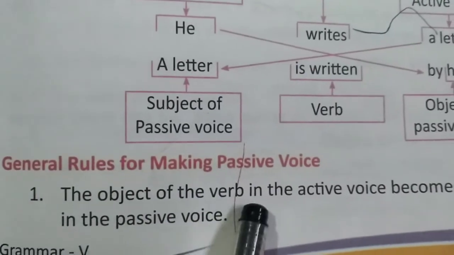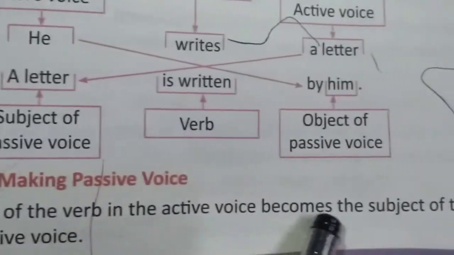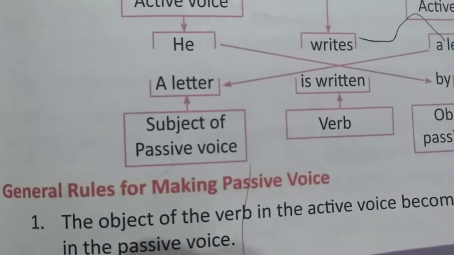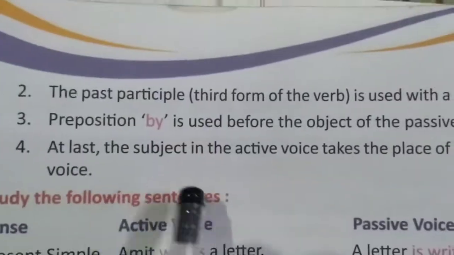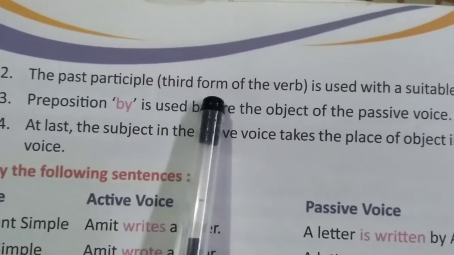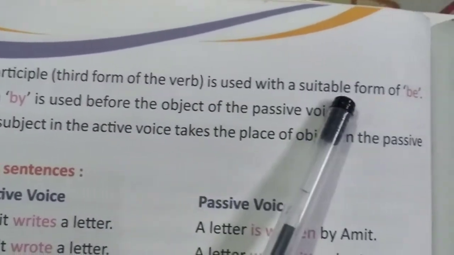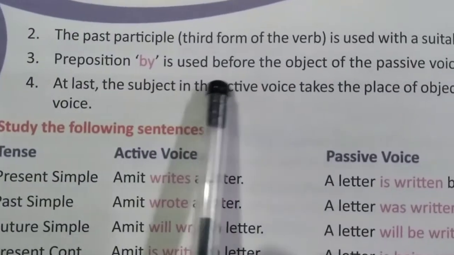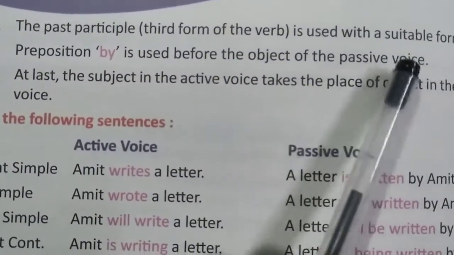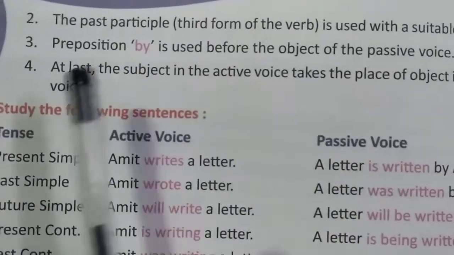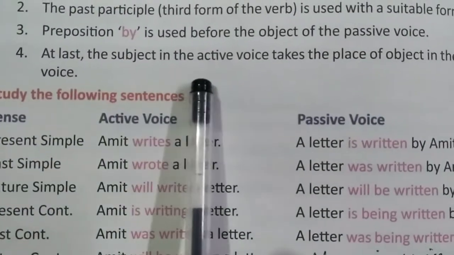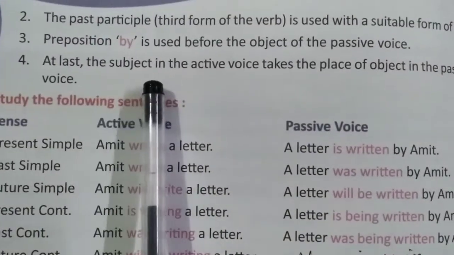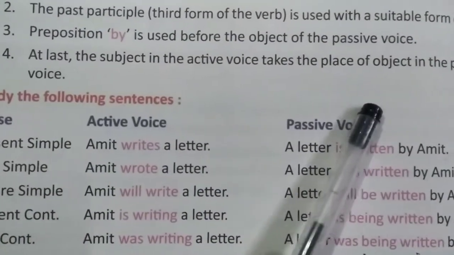The object of the verb in the active voice becomes the subject of the verb in the passive voice, as I have told you. Now the past participle, the third form of the verb, is used with a suitable form of be. The preposition by is used before the object of the passive voice. This I have already told you. At last, the subject in the active voice takes the place of the object in the passive. Subject changes to object in the passive voice.